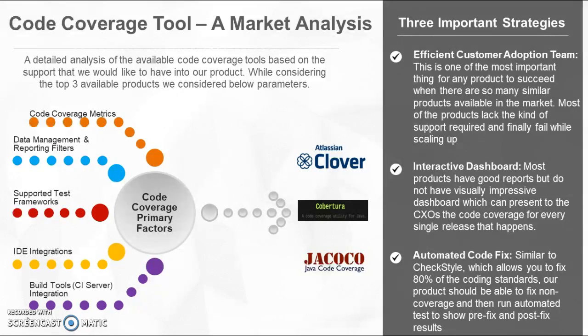Now, looking at all this, we had some important strategies that we need to follow, starting with building up an efficient customer adoption. Because even if you have the best of the product, it is very important to help your customer adopt this platform, to get hooked to the platform. Again, we need to have a very interactive dashboard, so that every CXO and every stakeholder can see what's happening inside the code, how much is the usage of the code in coverage. And then the third is automated code fix, similar to how you have in Checkstyle tool. We should have ways to fix the code which is not being used. So that's the thing that we have in mind.